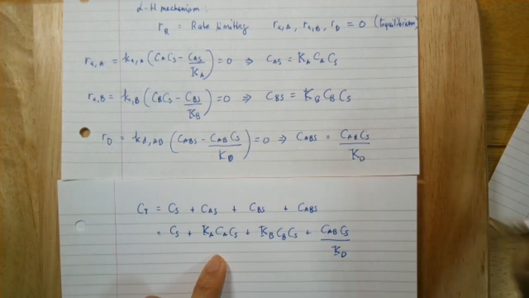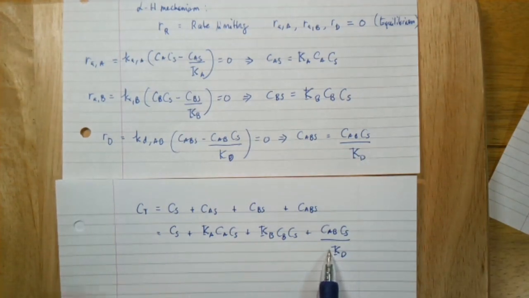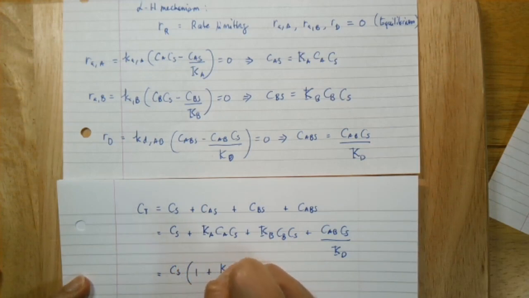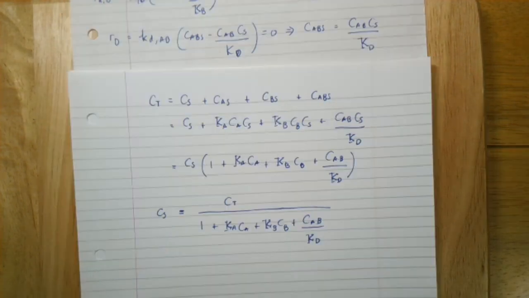Okay, so I have just substituted CAS from here, CBS to here, and CABS to here. And then I can factor out CS. So therefore, if I move this term to the denominator of CT, CS is equal to CT divided by this whole term here.